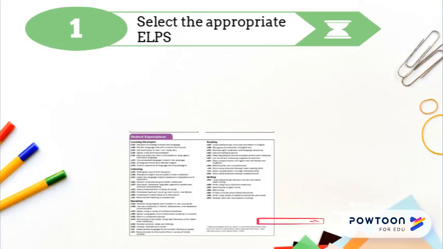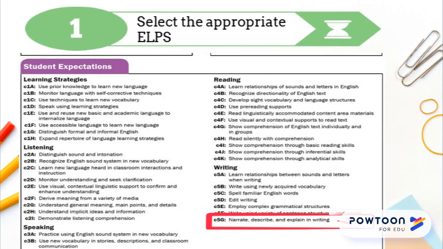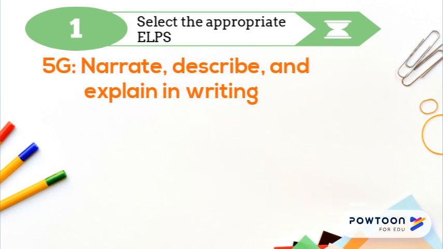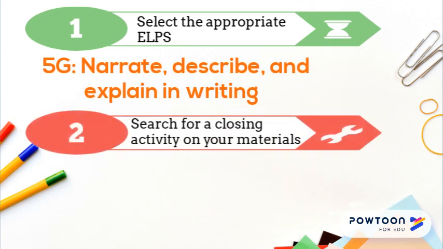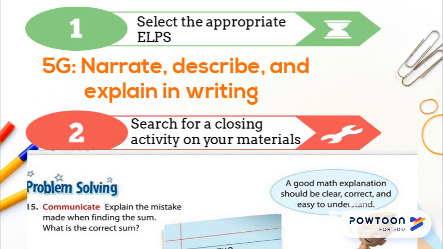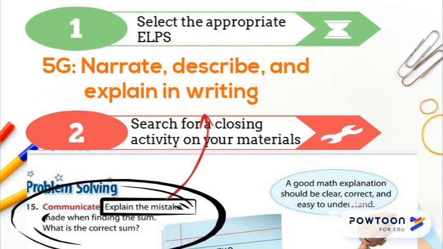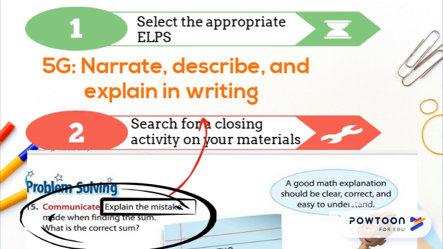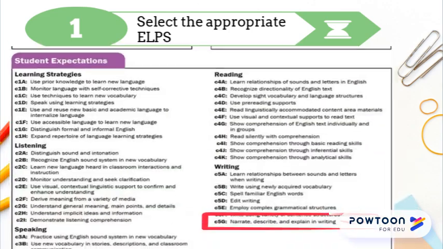To determine our closing statement, we will select an appropriate ELPS, search for the closing activities in our materials that are congruent with the ELPS and the lesson objective, and then we will write our closing task. Finally, reread your objective and the closing task to ensure congruence.